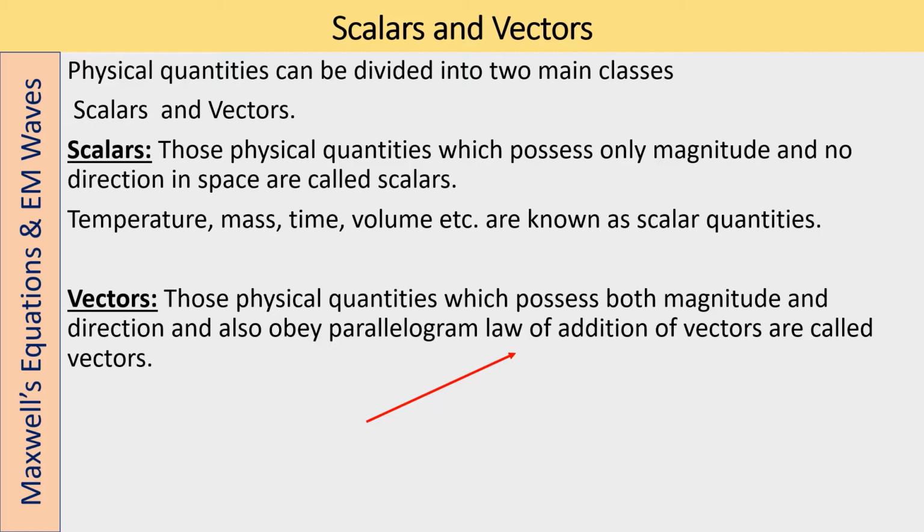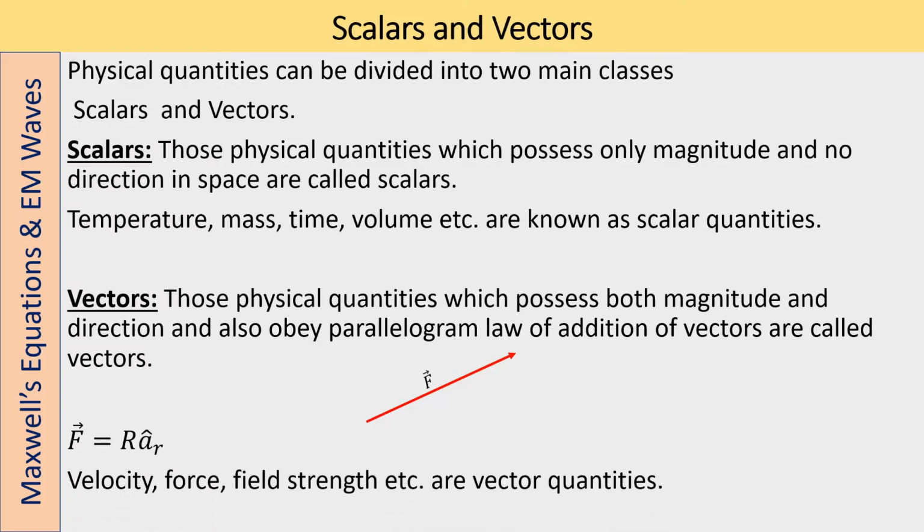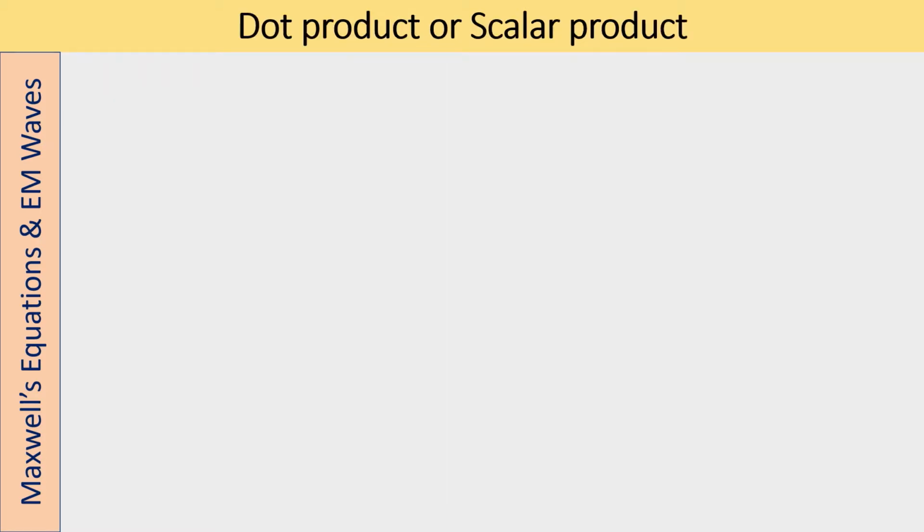So this represents the vector F. F can be written as r times a_r, where a_r represents the unit vector along F and r is the magnitude of the vector. So a vector has both magnitude and direction. Examples are velocity, force, field strength, etc. There are two types of products among the vectors. One is called the dot product or the scalar product, and the other one is the cross product.